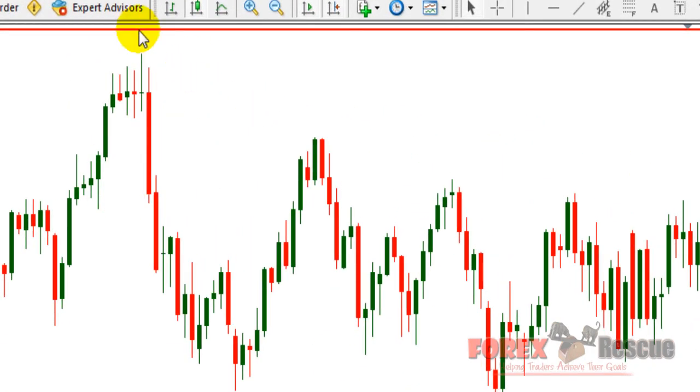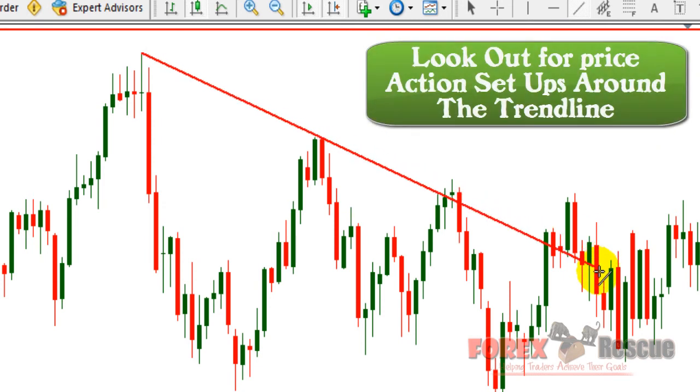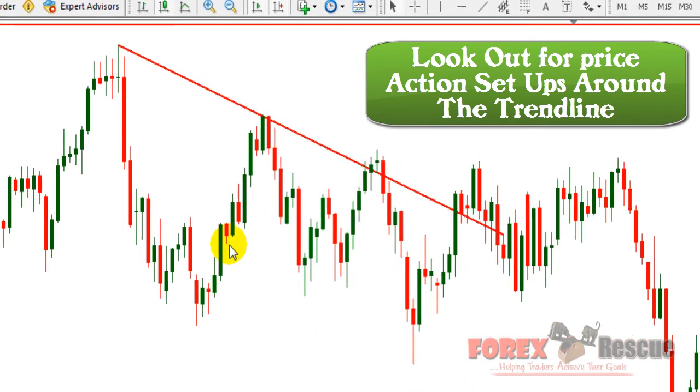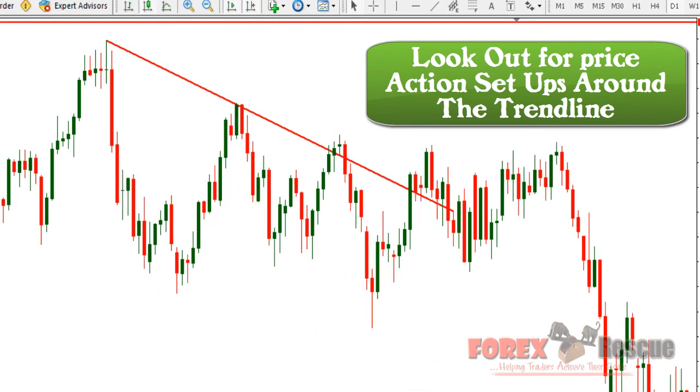Now, this is also a significant point. This is a significant point here in the case of a bearish trend line. So you connect this one, connect this one, and you look out for price action around this trend line. I'm going to be demonstrating that in one part of this course.